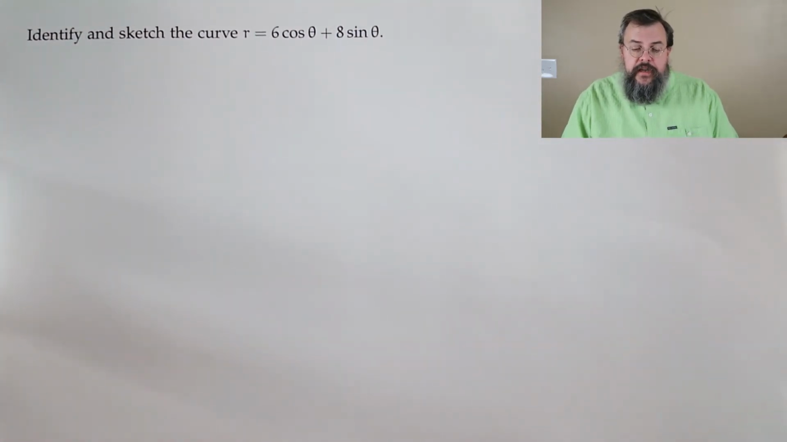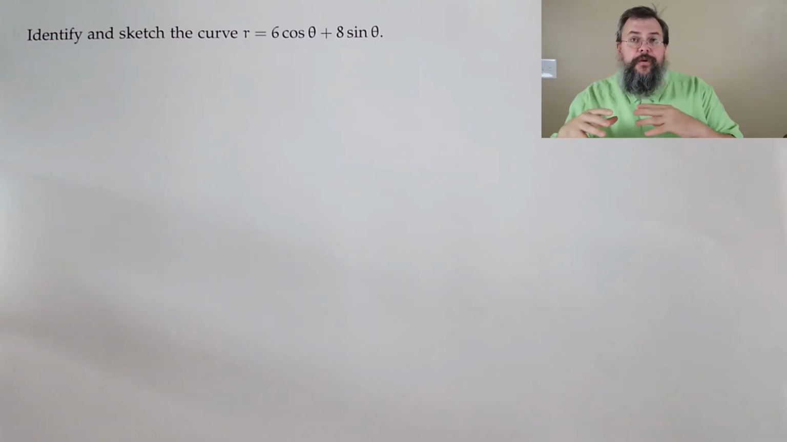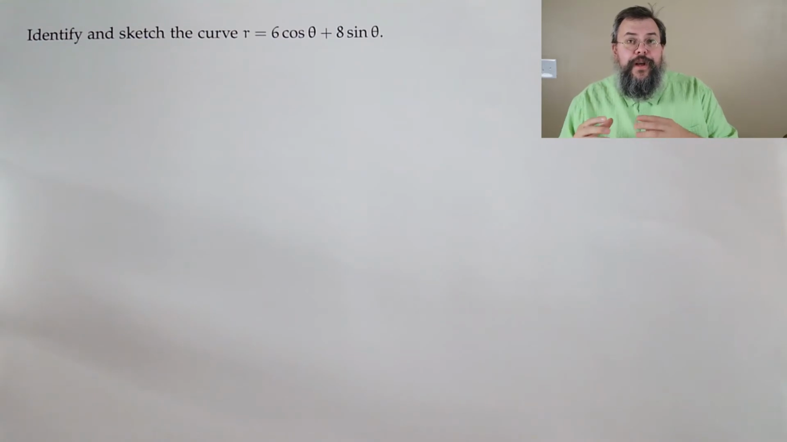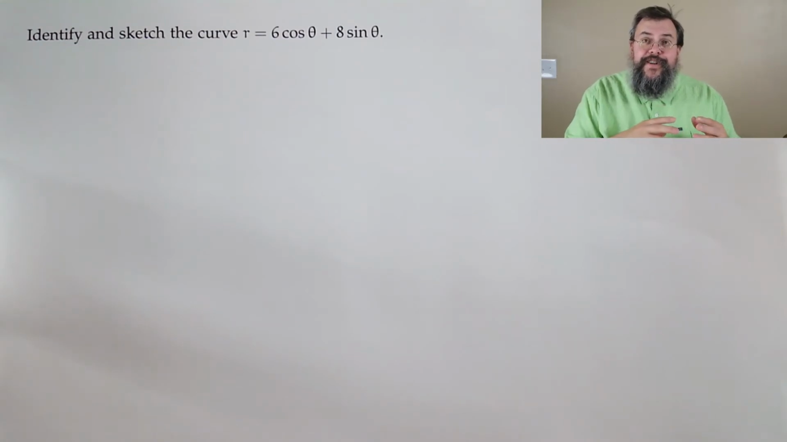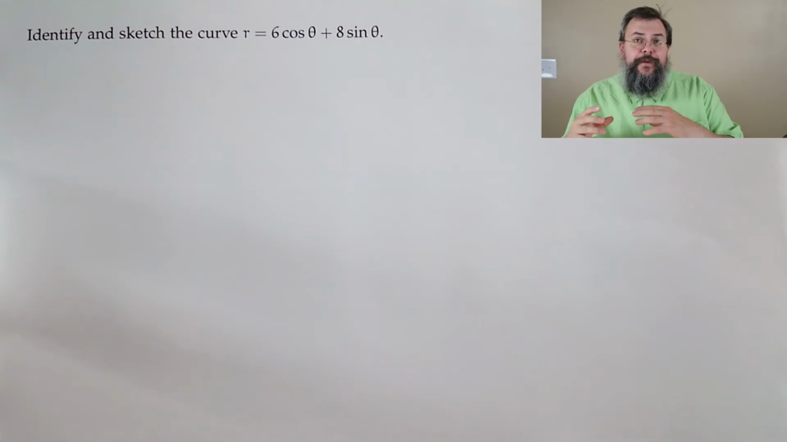Identify and sketch the curve r equals 6 cosine theta plus 8 sine theta. Okay. What could this be? Well, what we want to do is, we're not quite comfortable with polar yet. We've had a lot more practice in Cartesian. So let's think about how we can translate this into Cartesian.